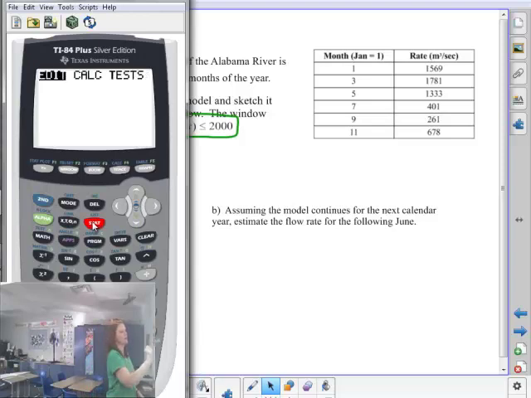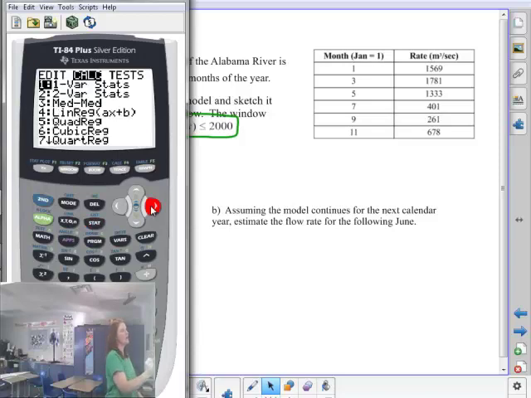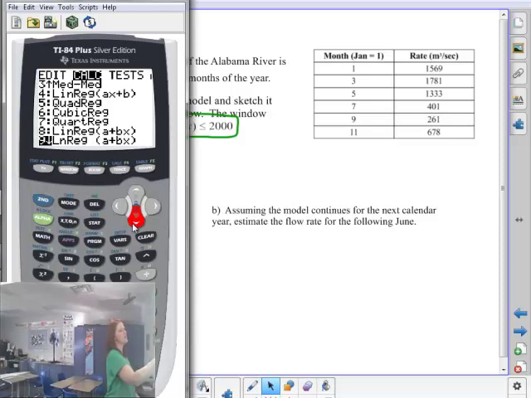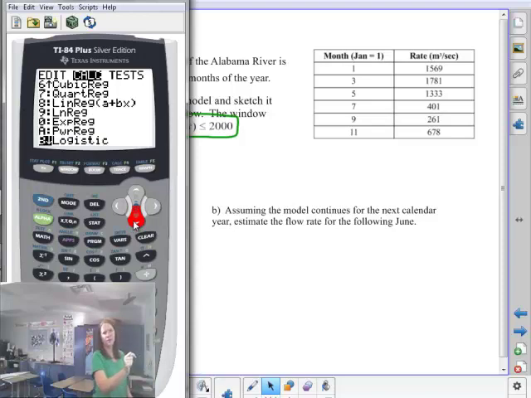Sorry. We're going to go to stat now. We're going to calculate, and again, just where we found linear regression, we found quadratic already. We've done some logarithmic. If you keep going down, I don't remember what number it is, so I have to arrow down every time. And we're looking for sine regression. Again, why is there no cosine? You should be able to answer that question right now.